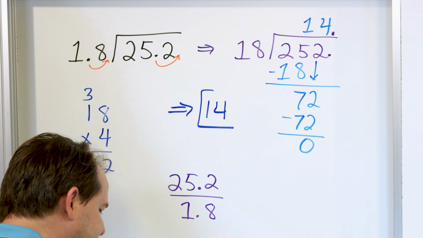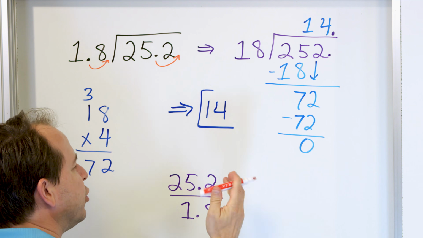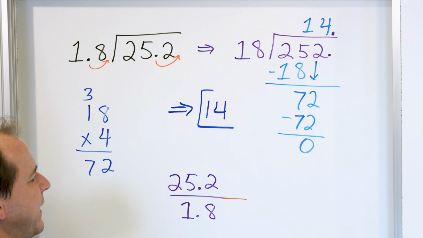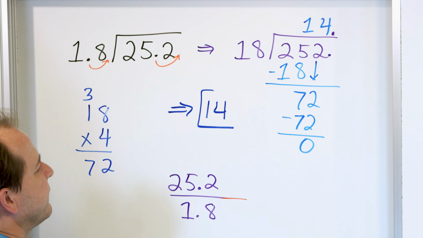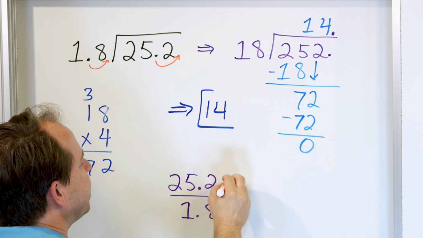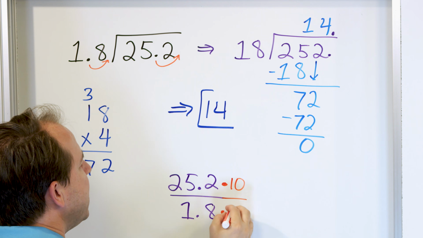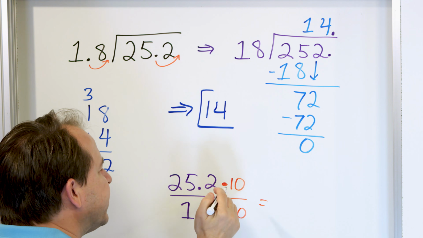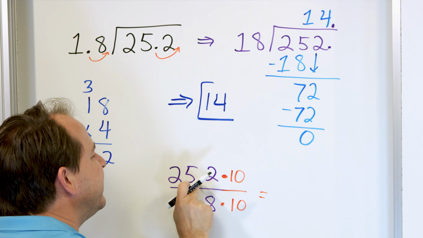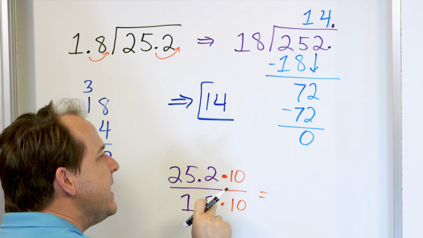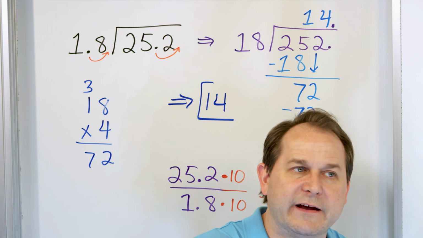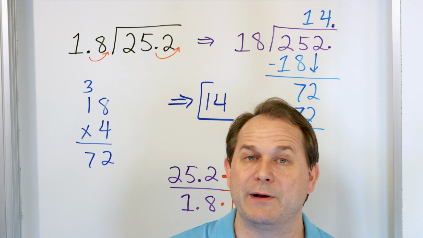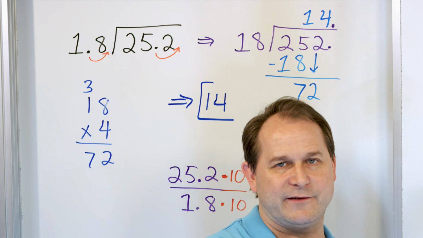Now let me ask you a question. We have learned that we can multiply or divide fractions by anything we want to get an equivalent fraction. What if I choose to multiply this fraction by 10 on the top and then by 10 on the bottom? What am I going to get? Well, when you multiply any number times 10, it moves the decimal one position to the right. If you multiply by 100, it moves the decimal 2 times to the right. If you multiply by 1,000, it moves 3 times to the right.